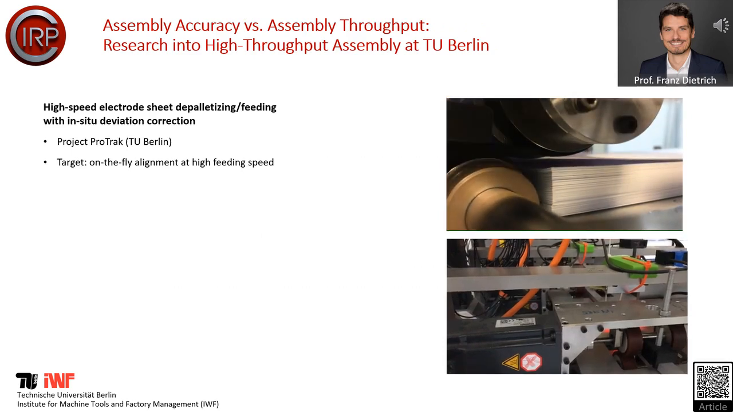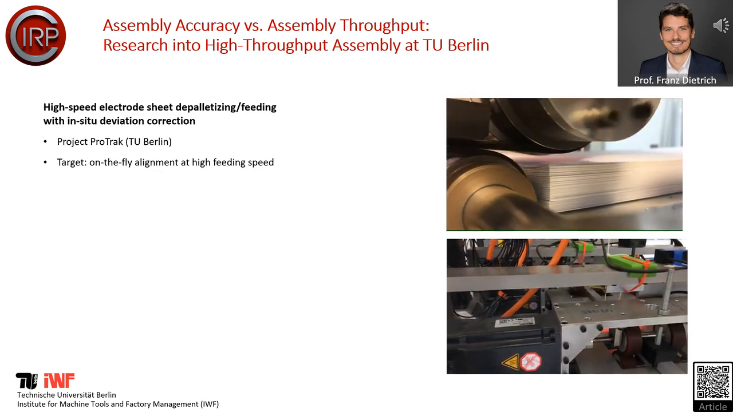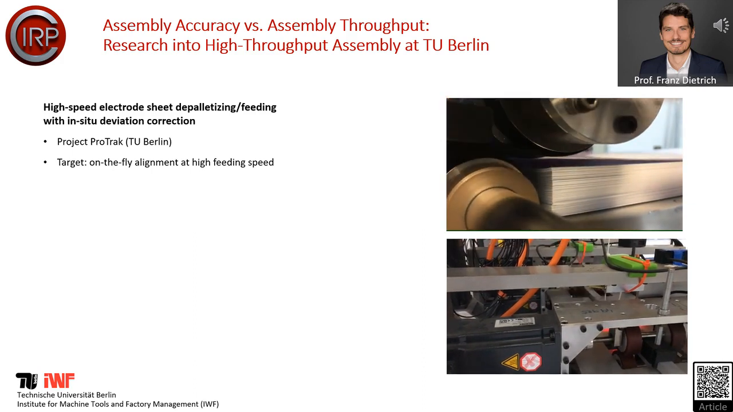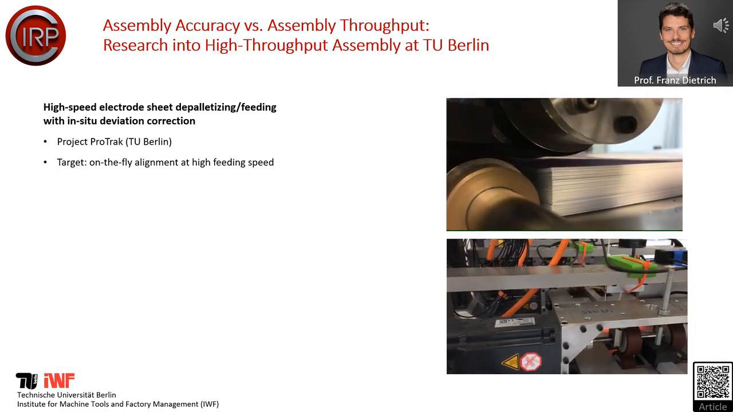Also at TU Berlin, we are concerned with high throughput assembly of this electrode separator compound. And the first project that we have done for this purpose was the project ProTruck, where the purpose was to develop high-speed electrode sheet depalletizing and feeding with an in-situ deviation correction.